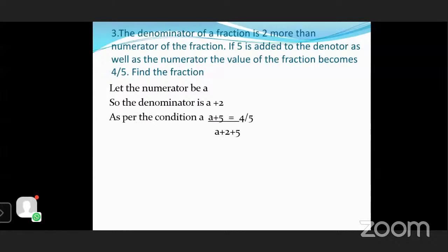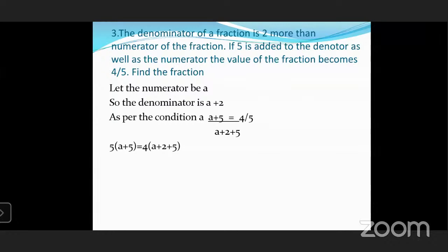Now, as per the given condition, you add 5 to the numerator and the denominator. A plus 5. Fraction क्या हो गया? A upon a plus 2. A plus 5 upon a plus 2 plus 5 is equal to 4 upon 5. Now you cross multiply: 5 into a plus 5 is equal to 4 into a plus 2 plus 5. See, simple equation, very simple. If you can solve this one, you can solve any question, because these are all the things which you are going to deal with: fractions, ages, numbers, digits, swapping, number of currency notes.